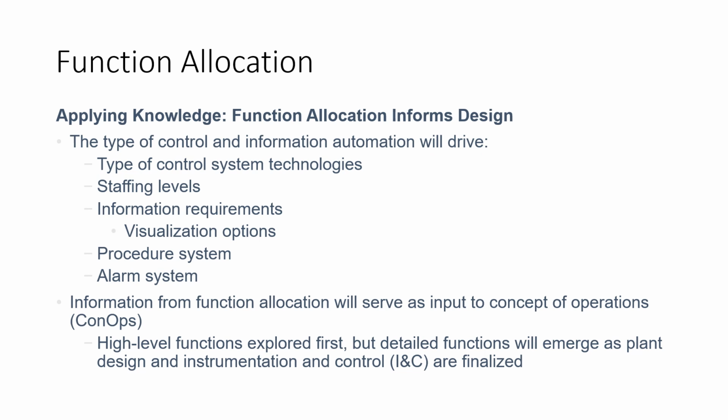And if we think about function allocation, if we assign tasks to automation or to humans or whatever, that will fundamentally change the nature of the operations of that plant, or process, system, whatever. So we need to look at the high level functions first, but the detailed functions will emerge as they are finalized. And just a note, a lot of this is going to refer to plants or systems, and it's going to seem very industrial, but literally every system has something like this.